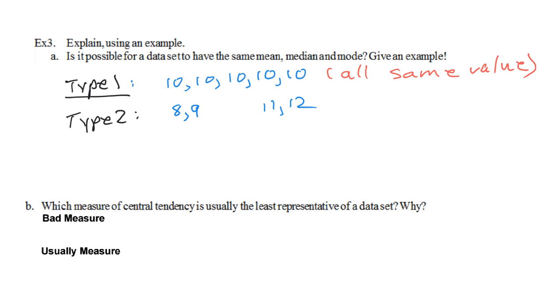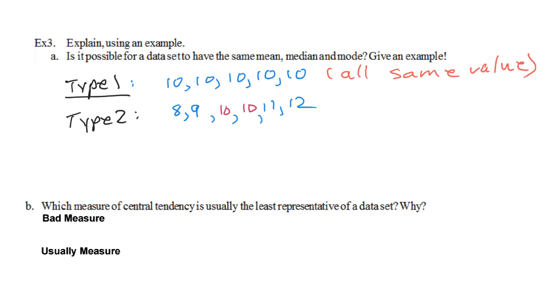If you have an even set of data and the middle terms are the same value, so all of the outsides are unique. So you notice the 8 and 9 are unique, and the 11 and 12 are unique, but the central two numbers in the center are the same. So when we calculate the mode, it's 10.